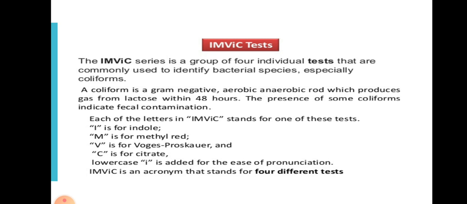Each letter in IMViC stands for one type of test. I for Indole Test, M for Methyl Red Test, V for Voges-Proskauer test, and C for Citrate Utilization test. The lowercase i is added for ease of pronunciation. IMViC is an acronym that stands for 4 different tests.